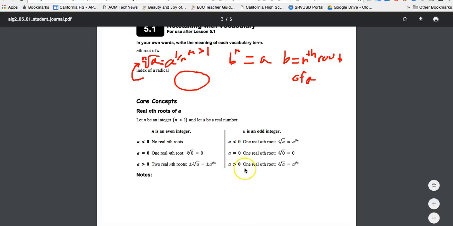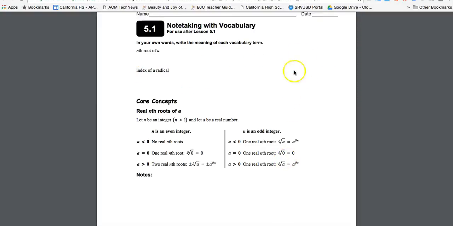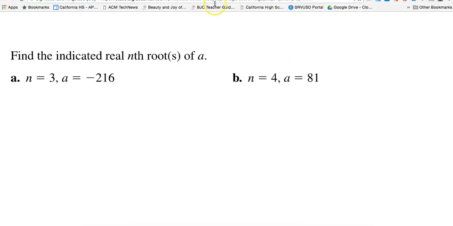If it's positive, you also have one real nth root. These are just the nth index of A. Now, let's go back right here and look at our example.